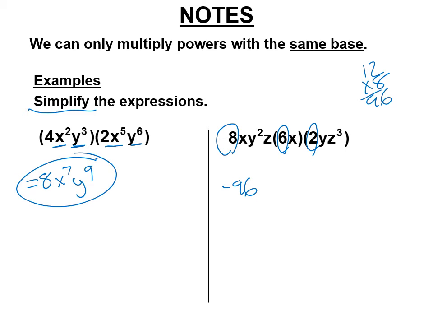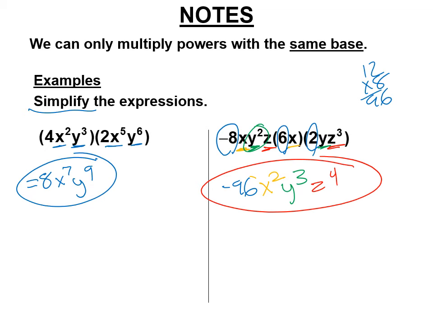So I'll use some colors here. x times x, there's no other x, so it's x squared, right? Because there's just two of them. And then we've got y times y, y squared times y cubed. And then we've got z times z cubed, z to the 4th. And so that whole answer simplifies to negative 96 x squared y cubed z to the 4th. Say that out loud: negative 96 x squared y cubed z to the 4th.